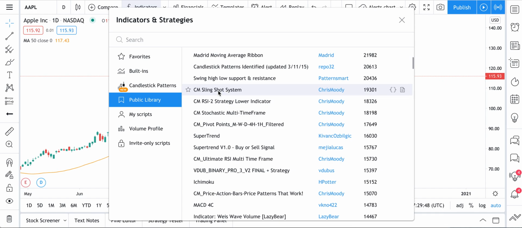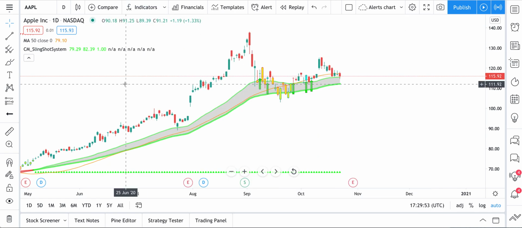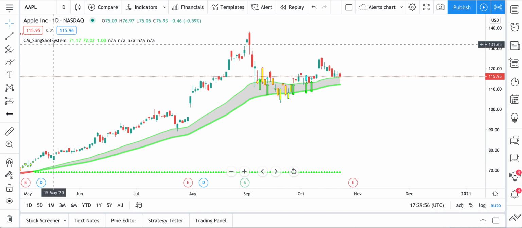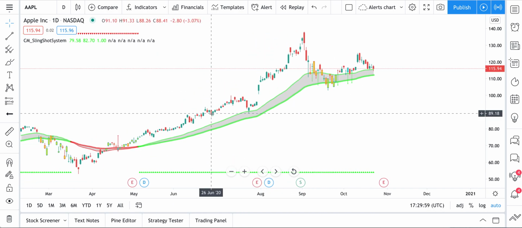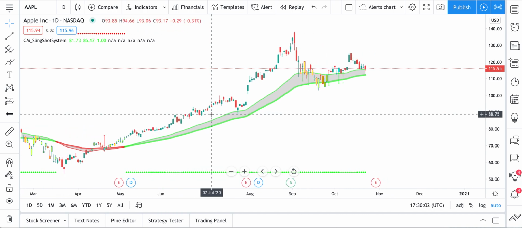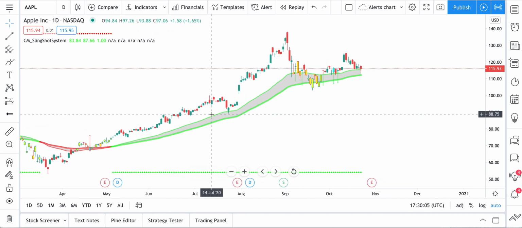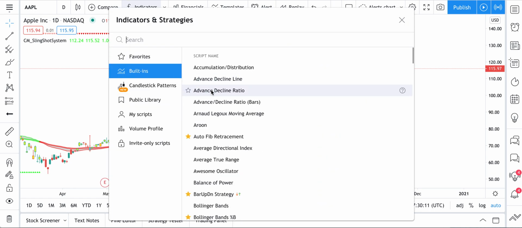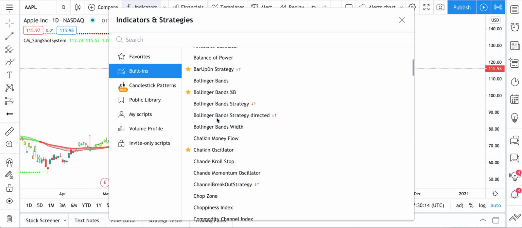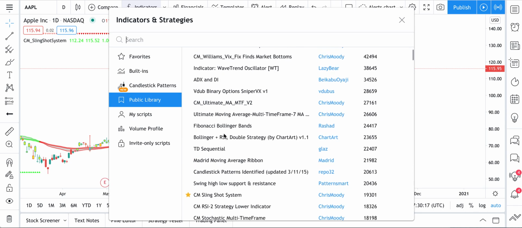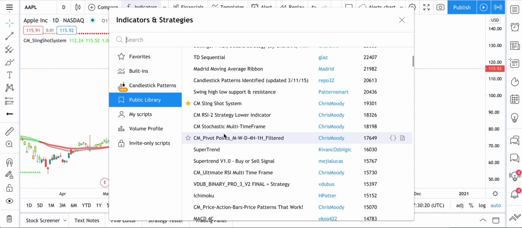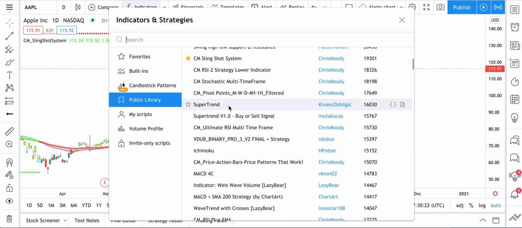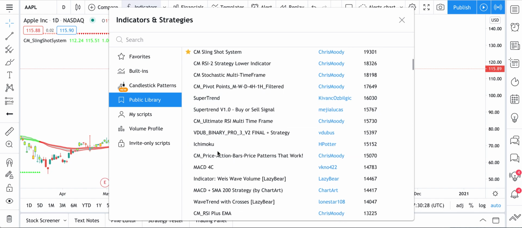So let's add the CM slingshot system to our chart just by clicking. We'll also add it to our favorites. And as you can see, we now have the slingshot system on our chart. This is a custom created indicator by Chris Moody. And that is really cool, because if the built-ins are the history of chart analysis, price analysis, technical analysis, the public library is where we're going next. It's a community of traders, investors working together to create their own indicators and strategies never before seen, built on PineScript and accessible right here.